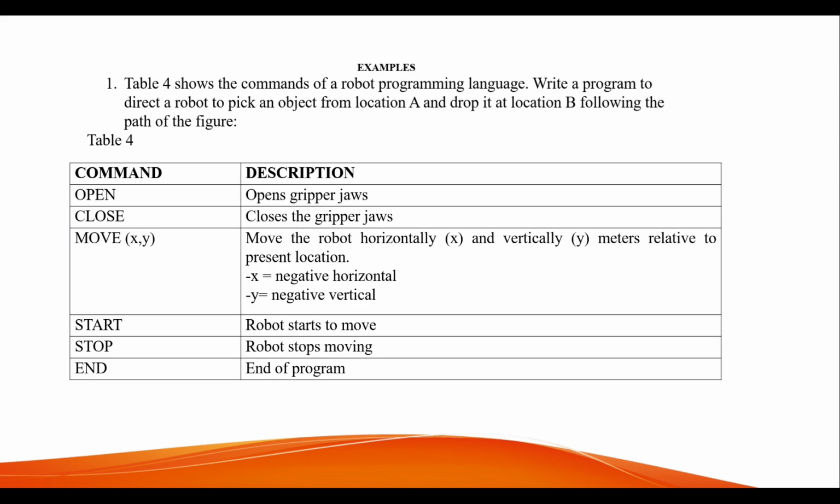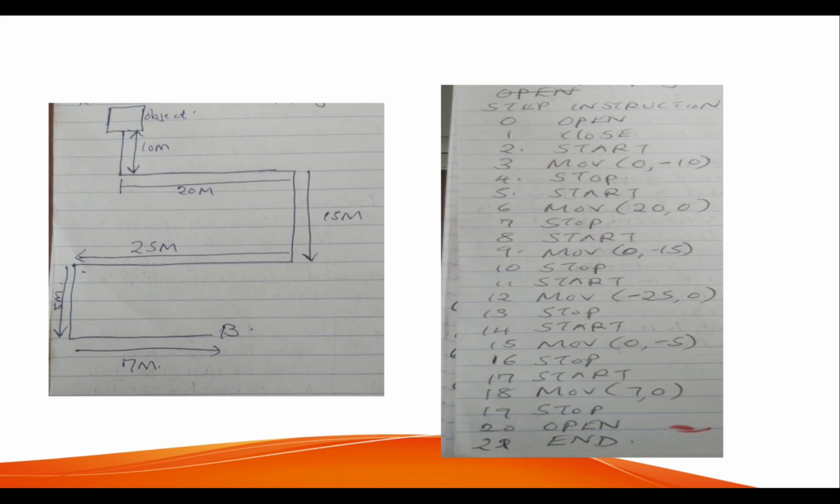So my Y axis is the one being affected, but my X axis remains 0. So I'll write in coordinate form move in brackets 0, because my X axis is not affected, comma -10, because it's making -10 meters from its rest position downwards. After it has made that 10 meters downwards, it will stop. After stopping, it has to start again and now move.